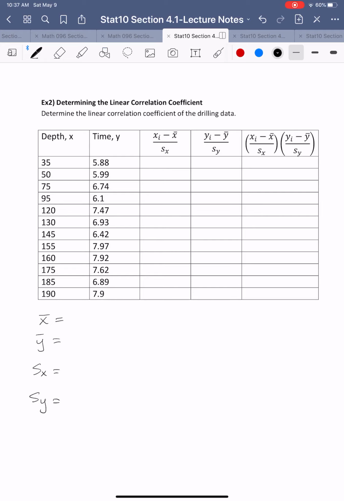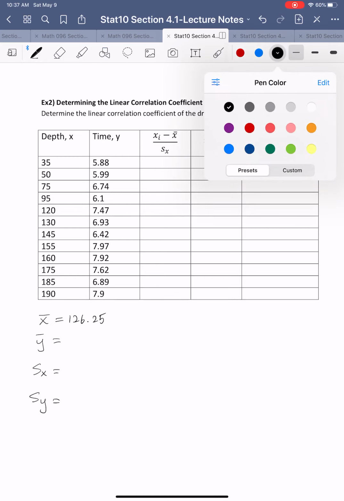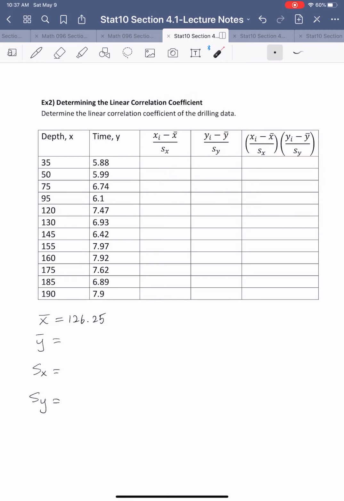In order to find x bar, you just add all the depth values of x together and then divide by 12. When I do that, I get 126.25. For y bar, you add all the y values together and then divide by 12, and what I got is 6.985833.